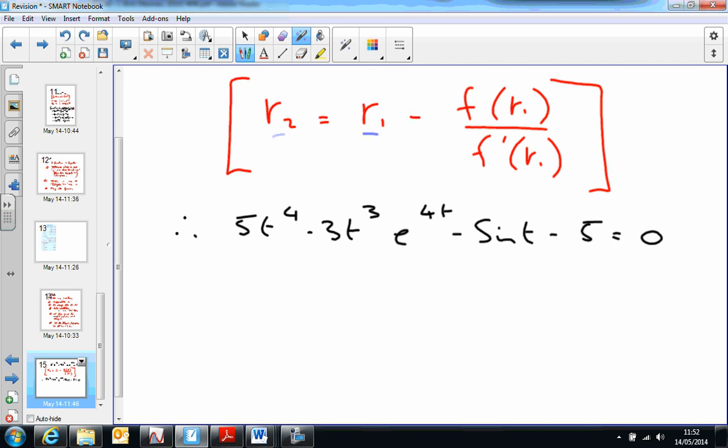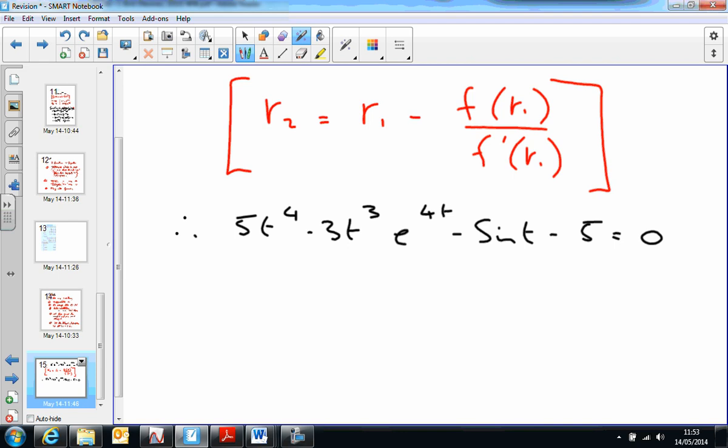So we guess an answer. We guess that t equals something, and then work out what a better guess is. R2 is a better guess, and this method allows us to do that. And then we use R2 as our R1 and repeat the process. So we let our better guess equal R1, work out what the right-hand side is, more on that in a minute. That gives us R3, or an even better guess, and so on. We keep going until we've got it to an appropriate accuracy, 2 significant figures, 3, something like that. In the exam we will tell you how many significant figures to go to.